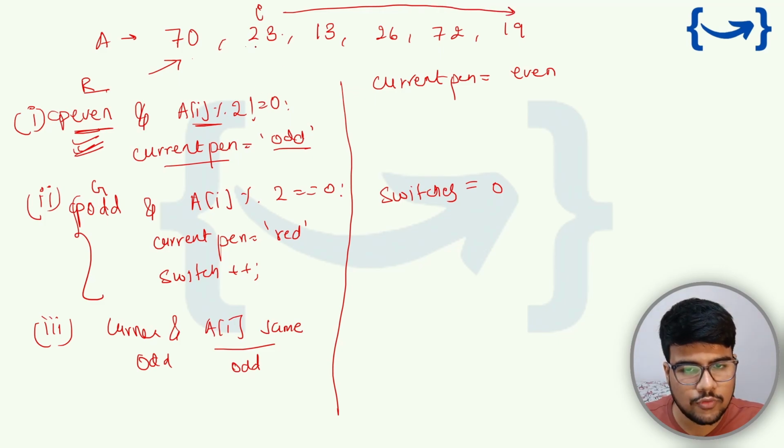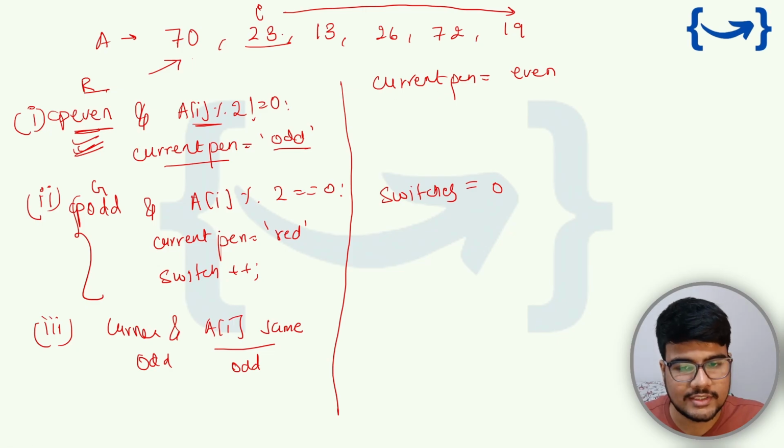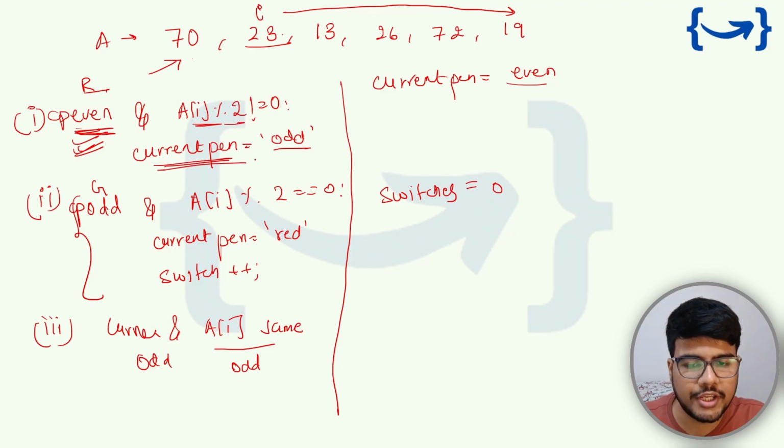Okay, so I value firstly pointing to 23. Is it? So 23 is what? Odd. So let's see. My current pen color is even. So current pen color is even, as we can see. And my current output or my pointer is pointing to the odd value. So what I need to do is I just need to change it to the odd.